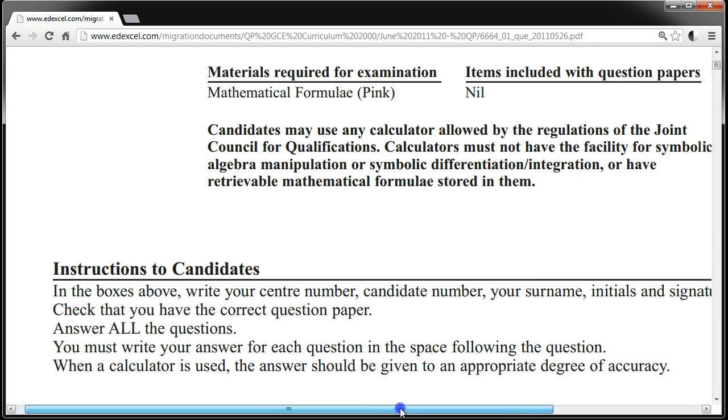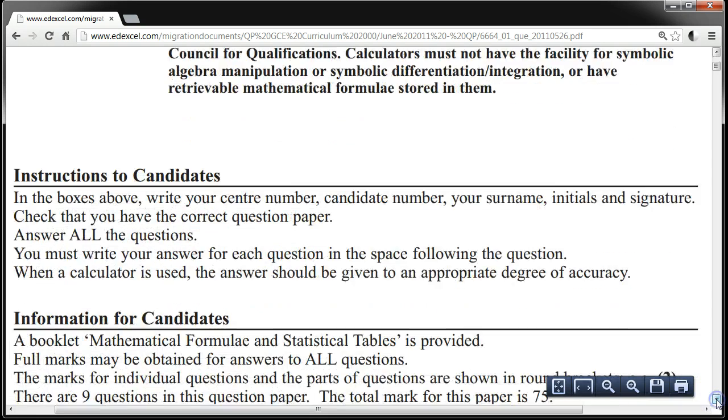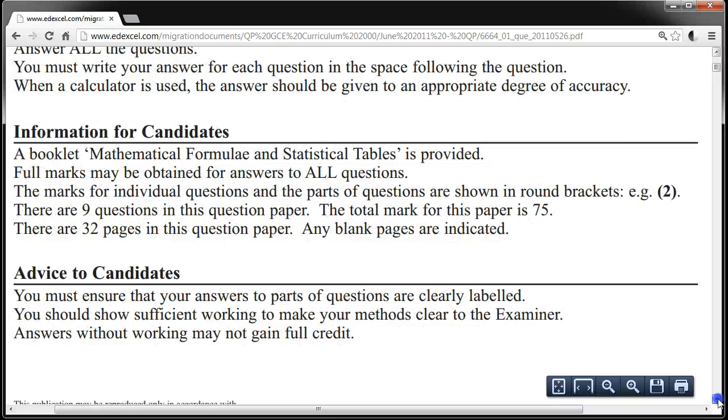So the instructions to candidates then. Complete the box at the top, answer all questions, write clearly and put it in the space following the question. When we use a calculator, use an appropriate degree of accuracy. So that's common sense things, isn't it? We've got our formula book. We need to answer all questions, it says there.